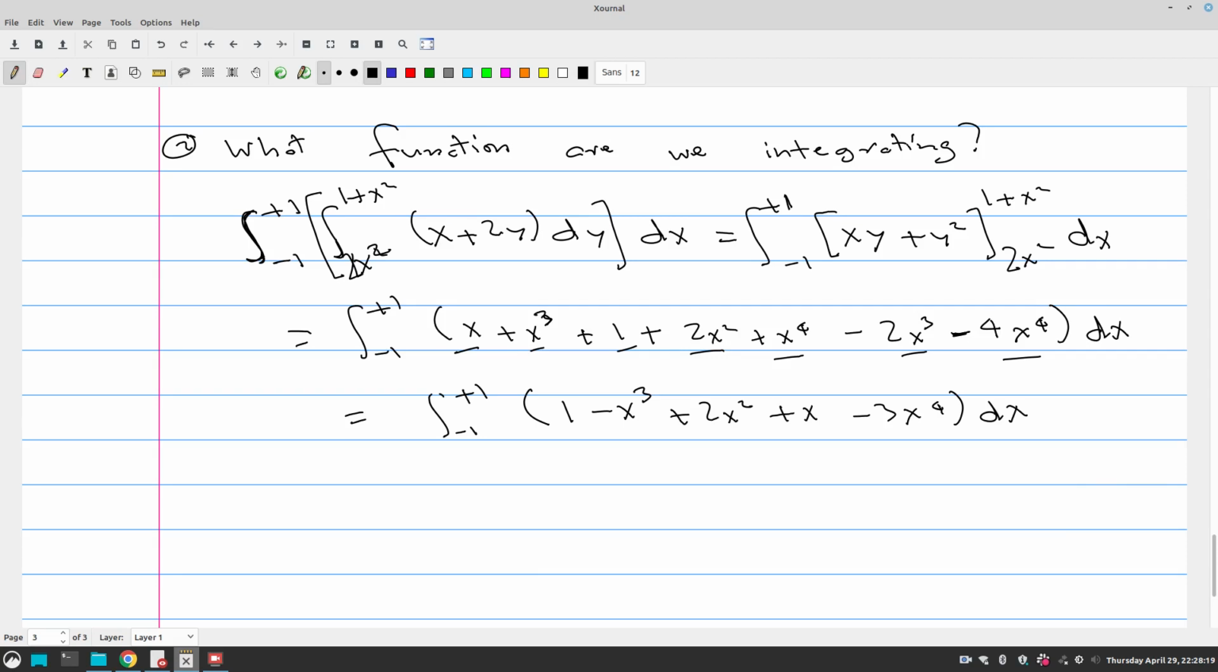So if you integrate this, negative 3 over 5 x to the 5, sorry. Actually, what happened to the x? Actually, right. So, and then you have minus 1 over 4 x to the 4, right? Plus 2 over 3 x cubed plus half x squared plus x from plus 1 to negative 1.